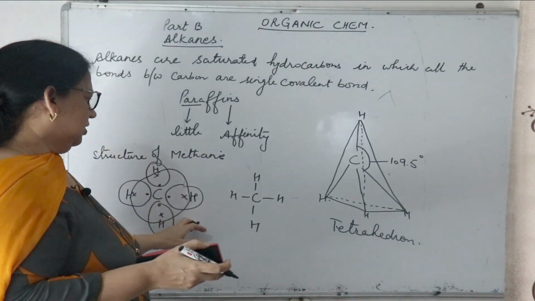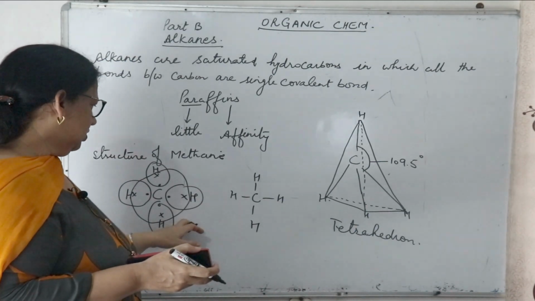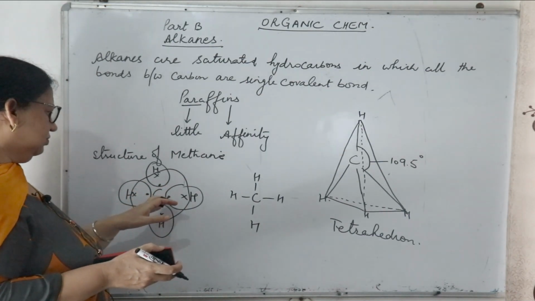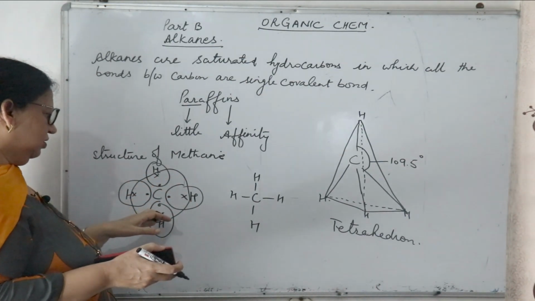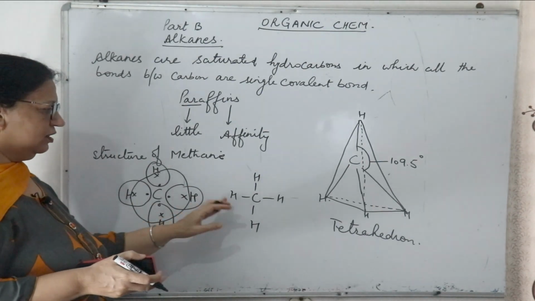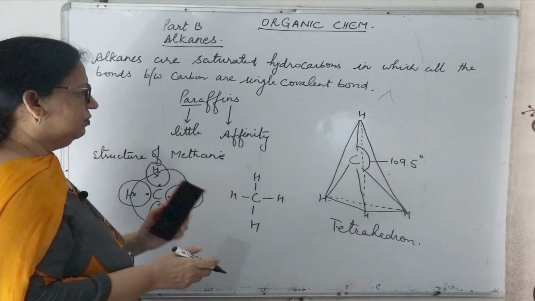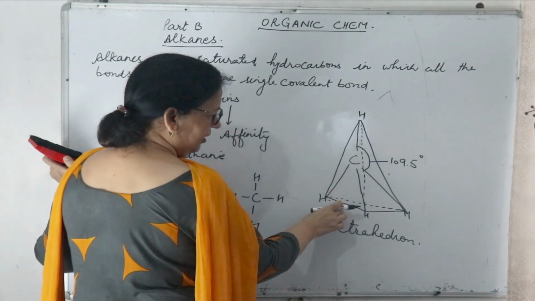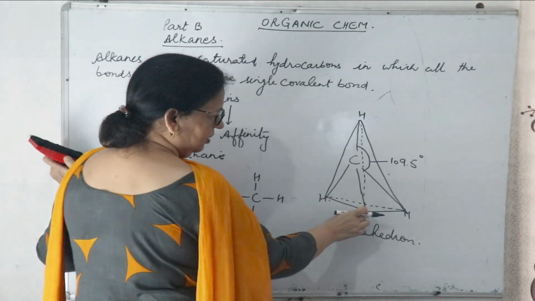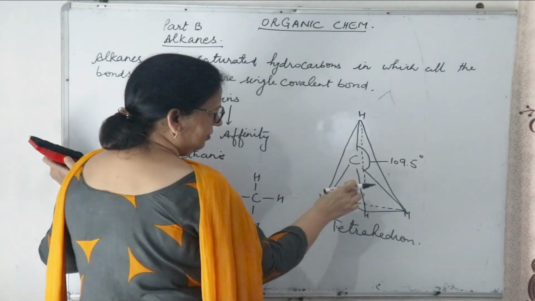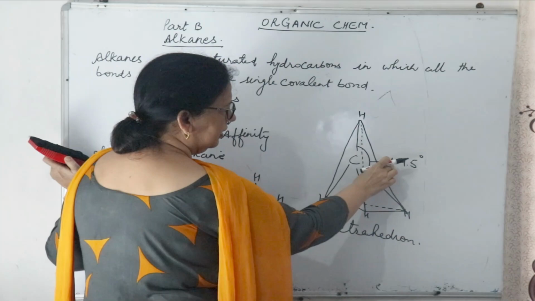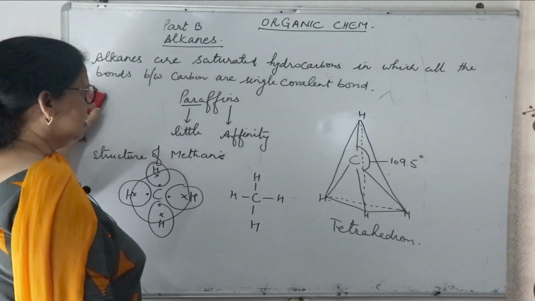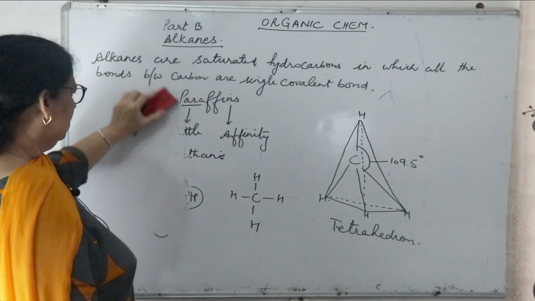This is the structure of methane. You have done this in your chemical bonding also. Four outermost shell electrons of carbon are shared with hydrogen, and the structure is 4 single covalent bonds. The actual structure is a tetrahedron. All 4 vertices have hydrogen, carbon is in the center, and the bond angle is 109.5 degrees. So this is the introduction. This you already know.